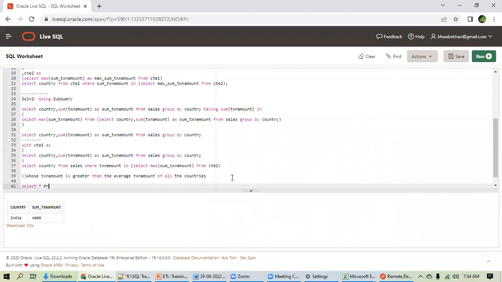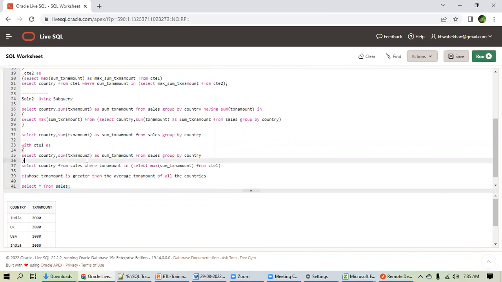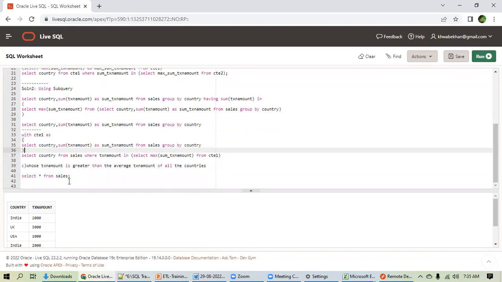Now, can you tell me guys what to do here? This is your table. What is the question? Whose transaction amount is greater than the average transaction amount of all the countries. Okay. So first of all, what do we have to do here? First, we'll have to calculate the average of all the countries. First of all, calculate the average transaction amount from sales. Okay. So this is the average transaction amount.